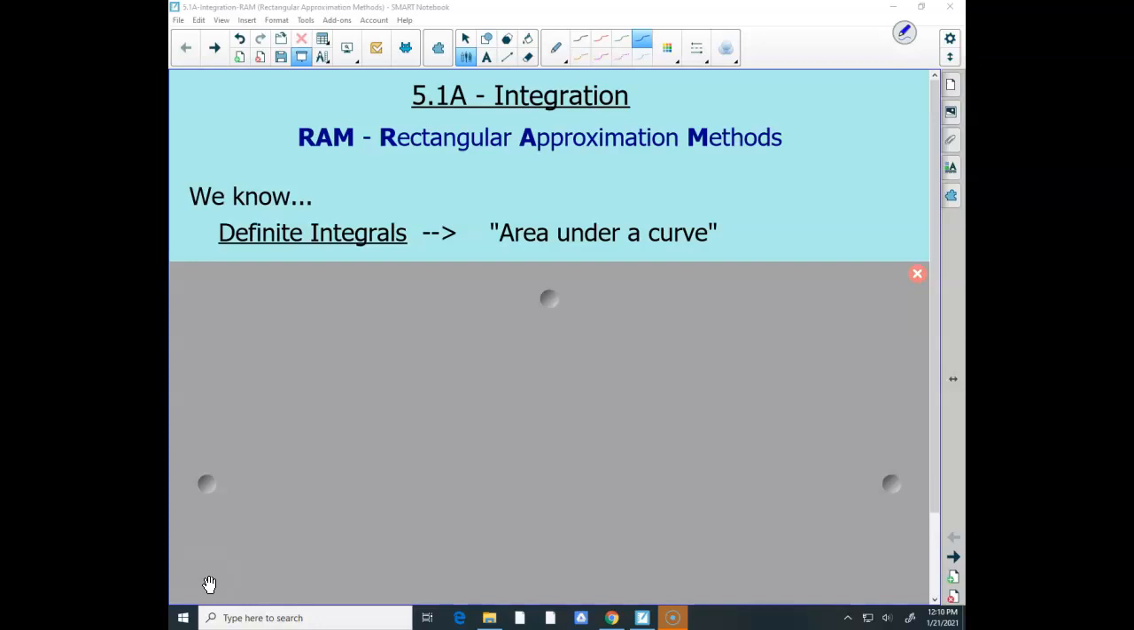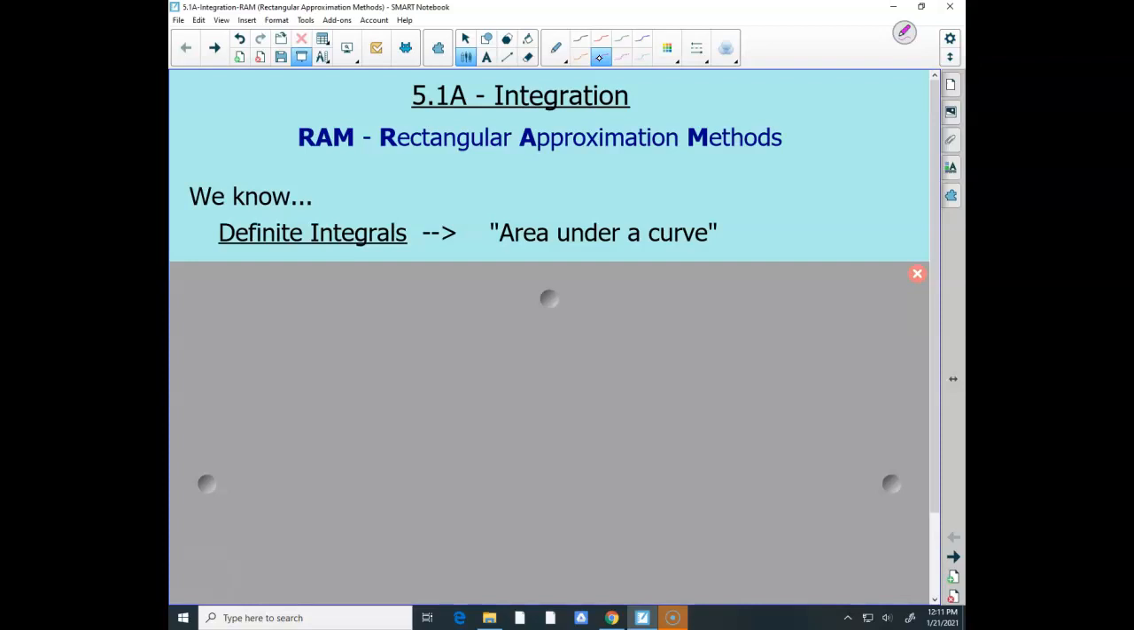Now, this is something I guarantee you that you will have to do on the AP test in 3 different ways. So this is as well as the trapezoidal one from yesterday. However, let's go back a little bit. So what do we know? We know a definite integral. A definite integral is the area under a curve.